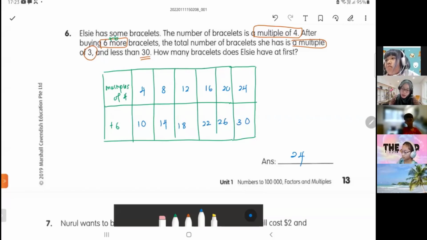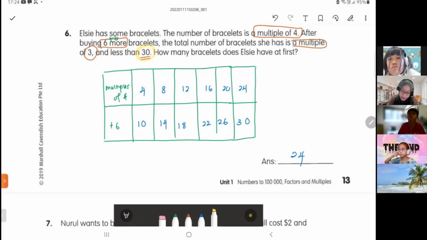So I want to know the number is less than 30. It must be less than 30. So if you look at the number, how many bracelets does LC have at first? It must be a multiple of 4, but when she buys 6 more, it must be a multiple of 3.